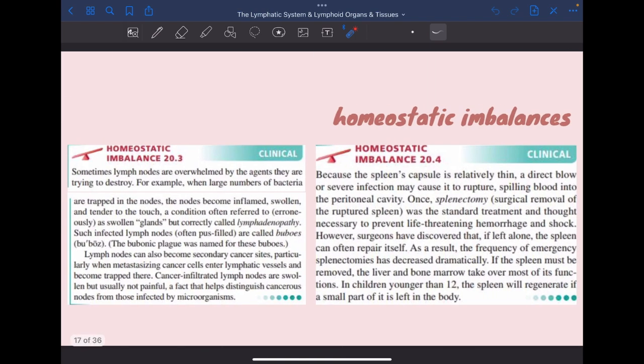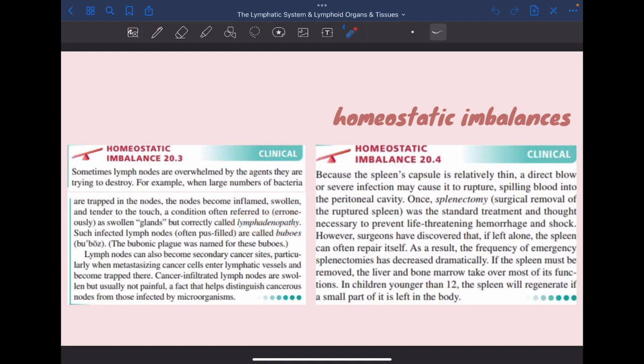Now coming to the homeostatic imbalances of both the lymph nodes and the spleen. The lymph nodes can sometimes get overwhelmed with the amount of agents, pathogens, bacteria and so on in them, so that the lymph node itself becomes inflamed and swollen. And we call this condition lymphadenopathy.